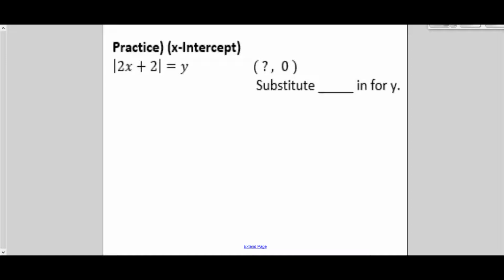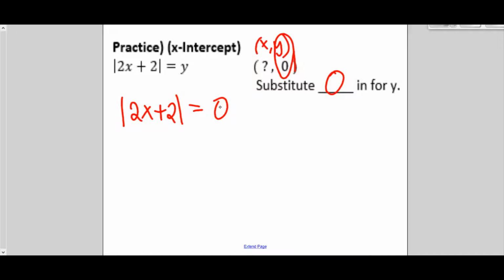The next example is an x-intercept. So remember, ordered pairs are x comma y, and they give you the y. So I'm substituting 0 in for y. So I'm going to write absolute value of 2x plus 2 equals 0. So to solve this one, we're just going to remove the absolute value bars because this says equals 0. So when your absolute value says equals 0, then you can just remove the bars and set it equal to 0.